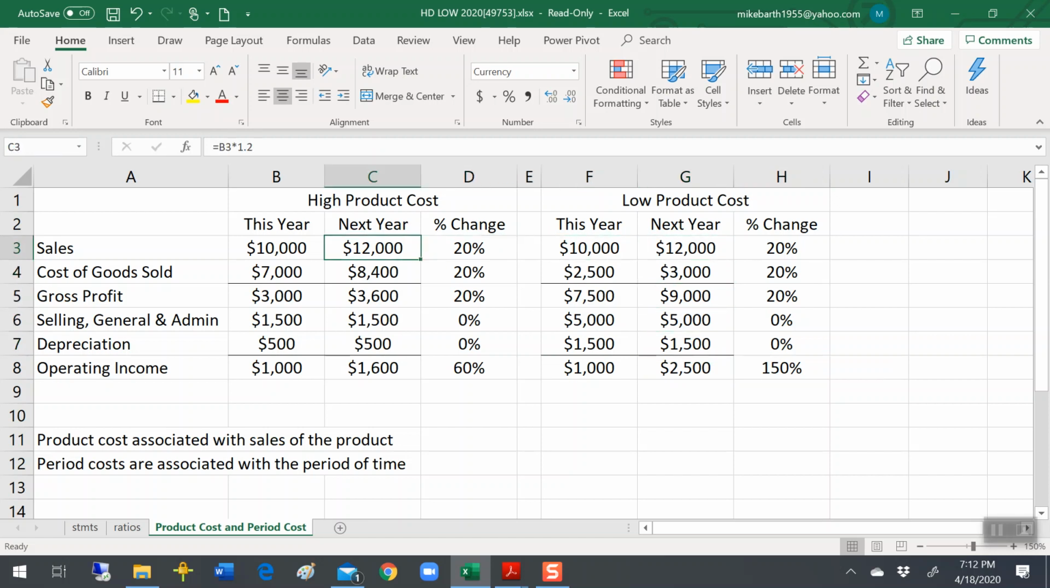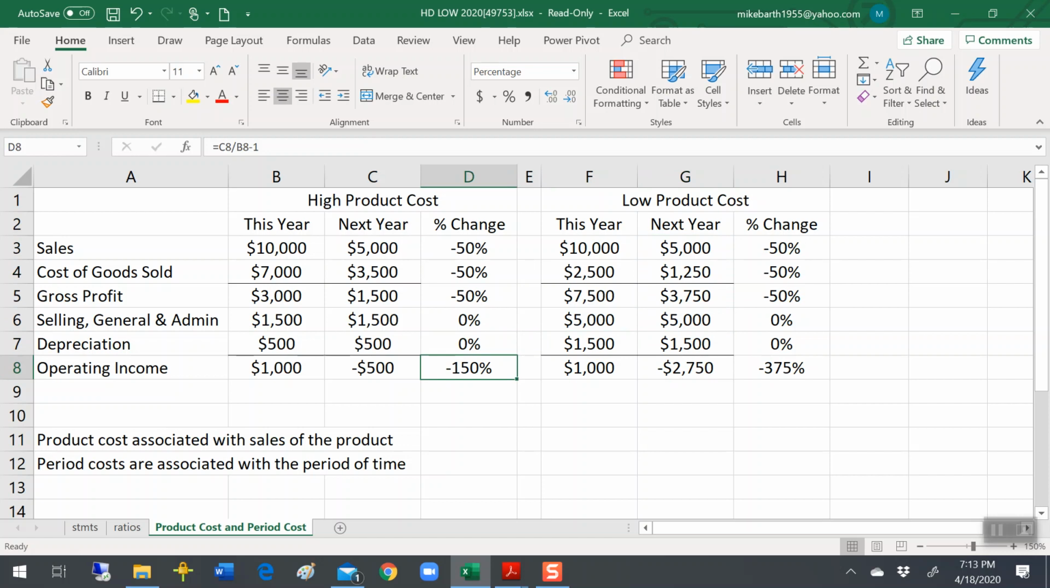And oh, by the way, if instead of growing by 20%, let's say that the business got coronavirus and it's down by 50%. Notice that this company will also lose some money, but this one loses even more. All right, so we call that leverage. That's operating leverage. The higher the level of fixed costs, the greater the operating leverage. Makes the good times gooder, it makes the bad times badder.